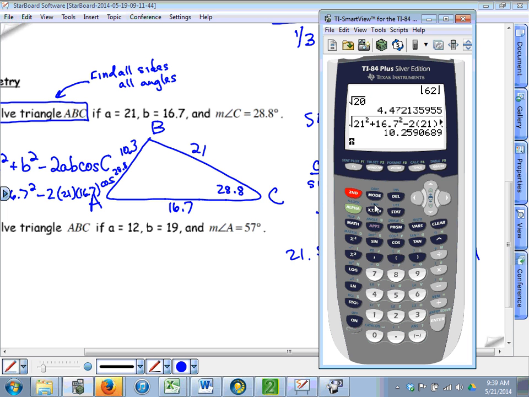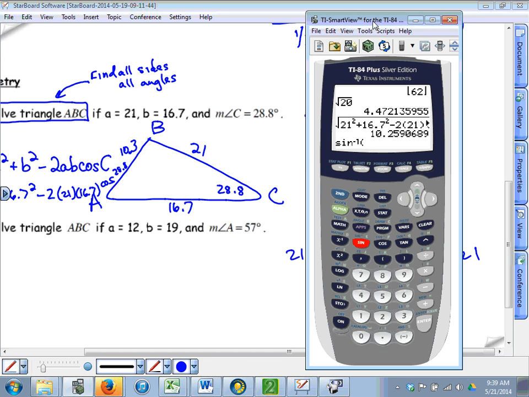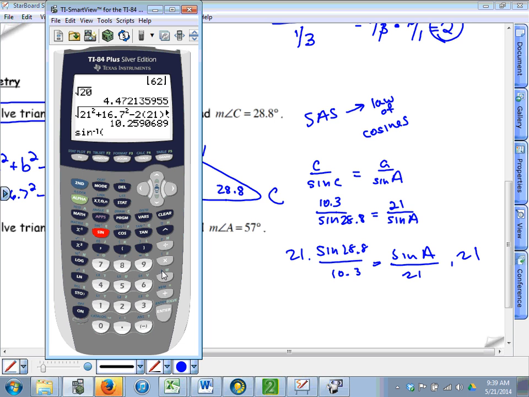So on your calculator, you type in inverse sine. And again, if you're careful, you can type this all in at once: 21 times the sine of 28.8 divided by 10.3. Do you have to do that first? Yeah, to find angle A, you have to get rid of the sine function, so you have to use inverse sine. I'm getting 79. Anybody else get 79?